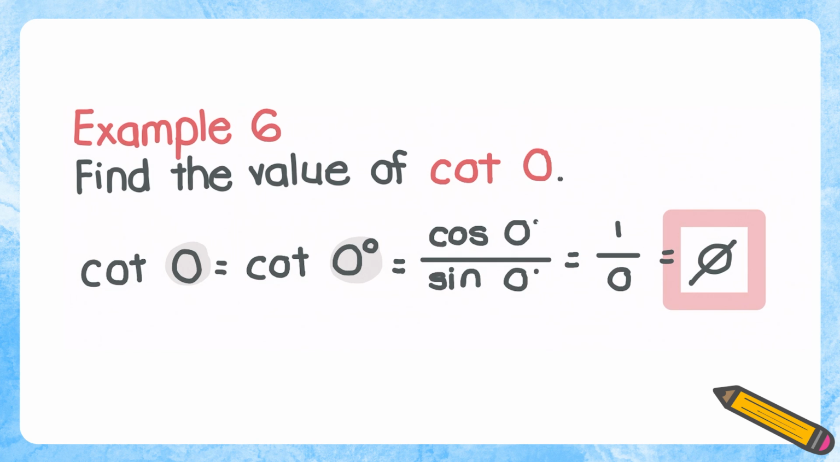And I went over it in detail in the earlier video, but we know that cotangent of 0 degrees is equal to cosine of 0 degrees over sine of 0 degrees because cotangent is the reciprocal function of tangent.